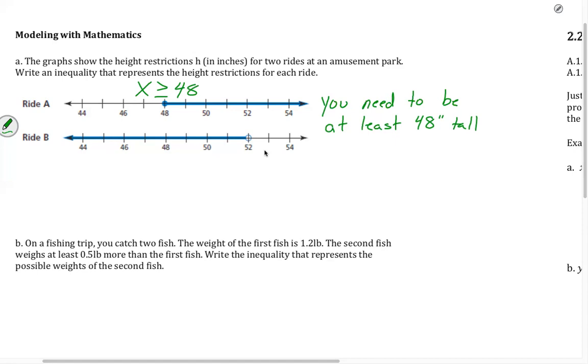Ride B. Ride B is more of a kiddie type of ride. It's like the Berenstain Bear Country at Dorney Park. You know what I'm saying?